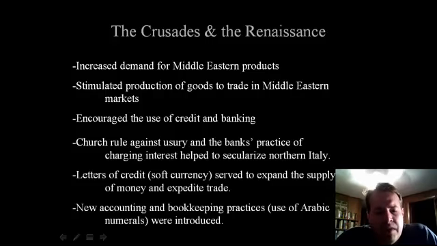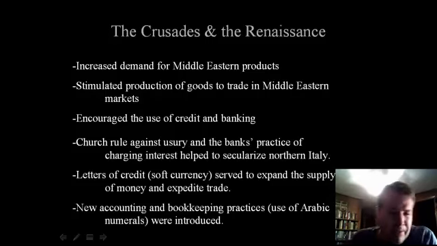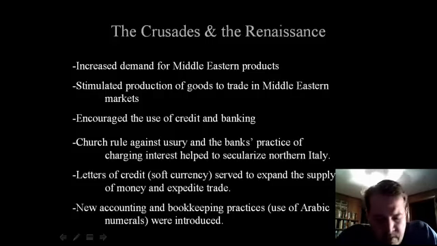Now, why do we see this development of credit and banking? Well, as we've already talked about in previous lectures, men who are leaving France, England, and other places in Western Europe, and heading to the Holy Land, can't put their land in their back pocket. They need some way to buy goods and services along the way.